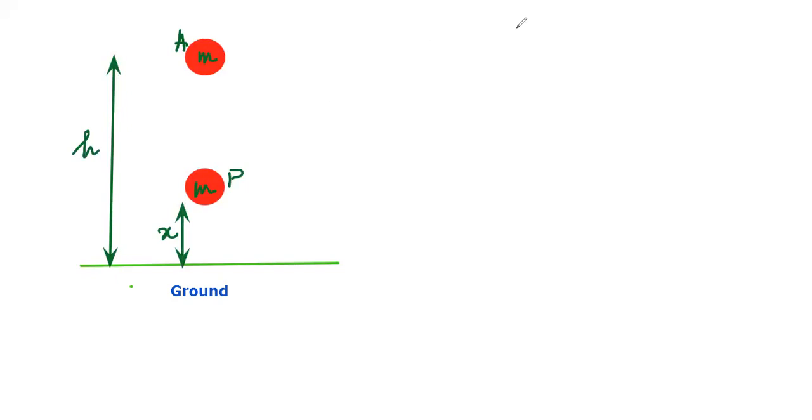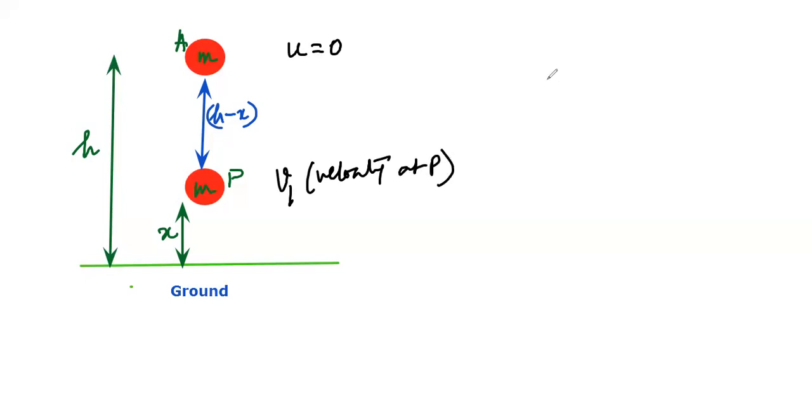This is at a height x and this is height h from where it started. So if I ask you how much is the distance covered? The distance covered is equal to h minus x. Initial velocity equals 0. So what can I say? What is the velocity at P? Suppose the velocity of the body at P is v1. I will use the formula v1 square equals u square plus 2as.